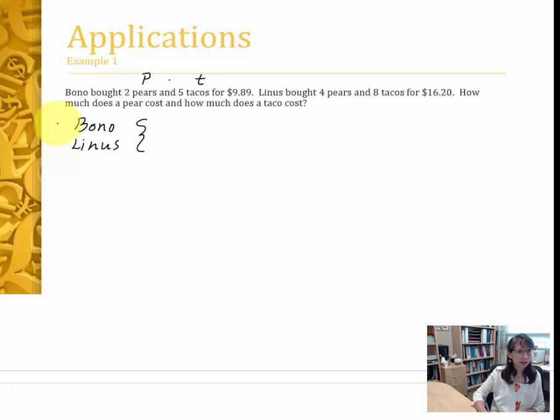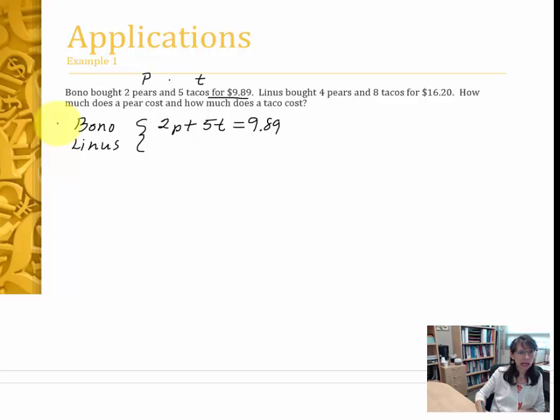So we'll write a linear equation to describe what Bono is purchasing, and that would be 2 pears, so 2p, and 5 tacos, so 5t. And the price is $9.89, so that must equal 9.89. Notice how we have a linear equation in 2 variables to describe what Bono is purchasing.